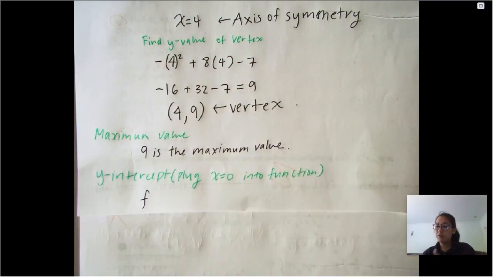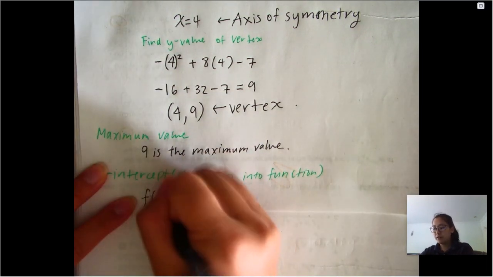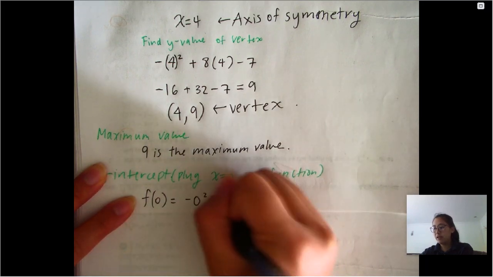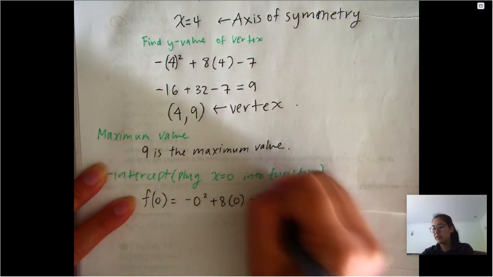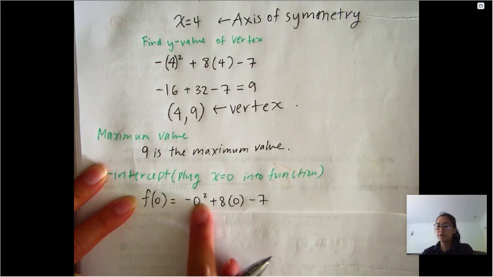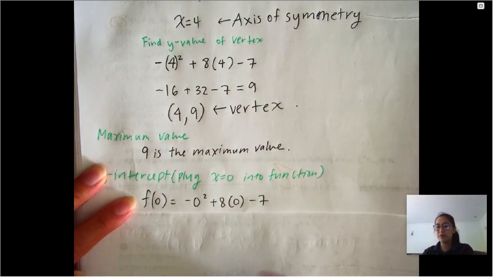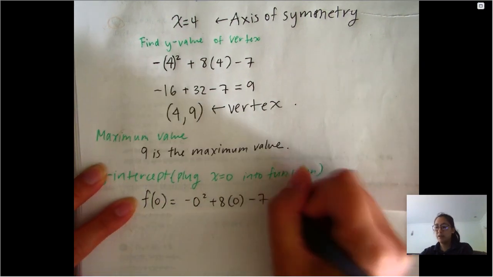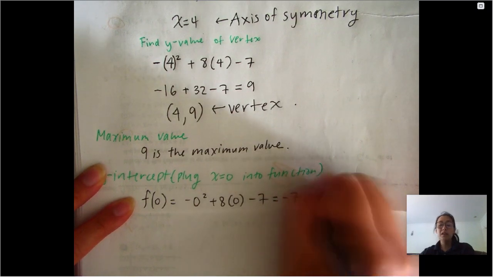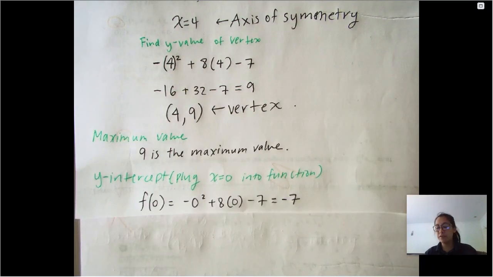But really, if you plug f of 0 into your function, you're going to get negative 0 squared plus 8 times 0 minus 7. And those two terms right here, the 0 squared and the 8 times 0, are going to go to 0. And it's always going to go to 0. And so then minus 7, it's going to be minus 7.